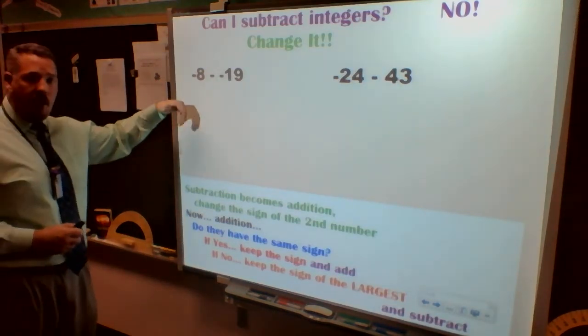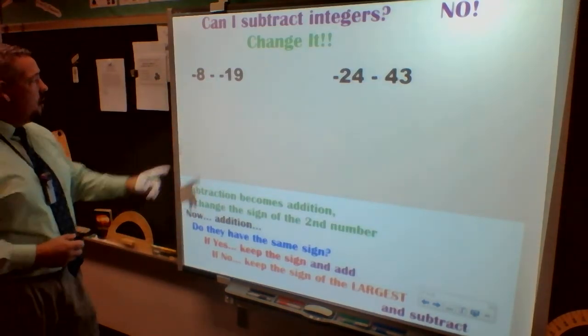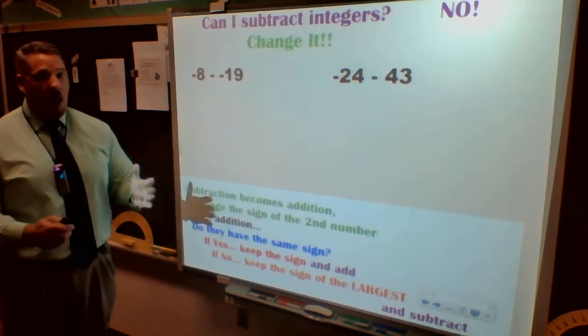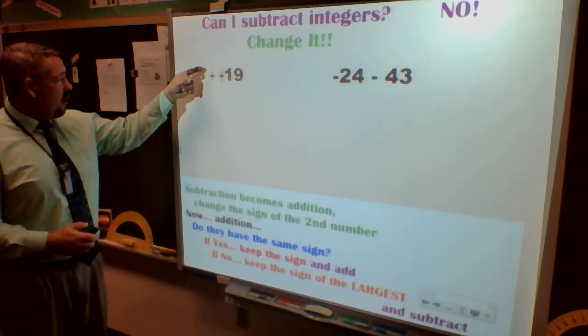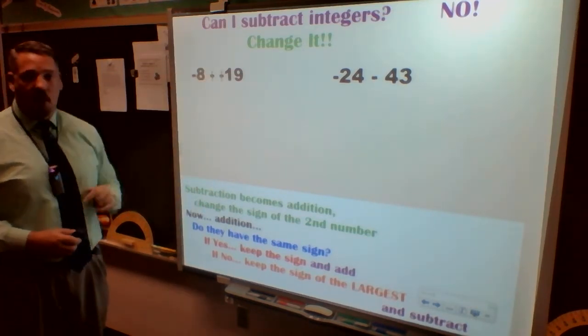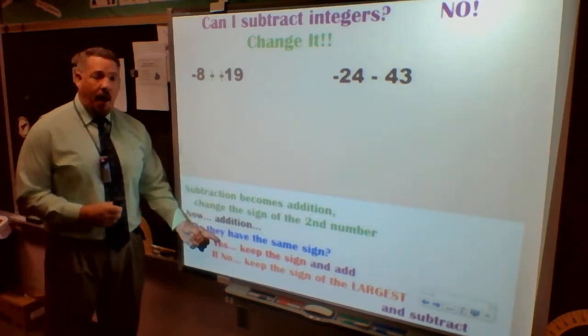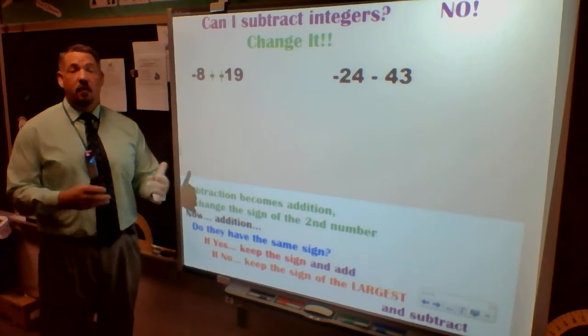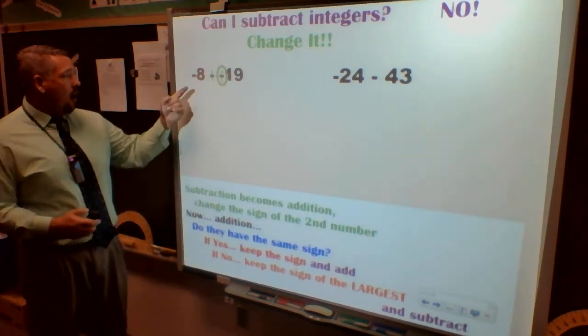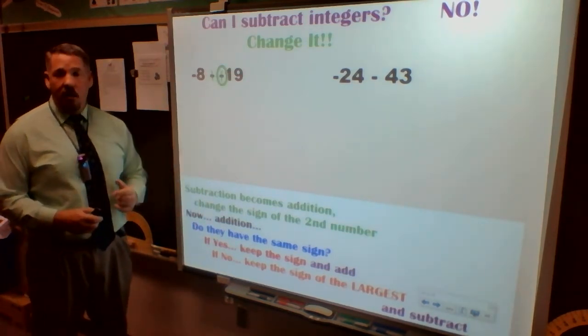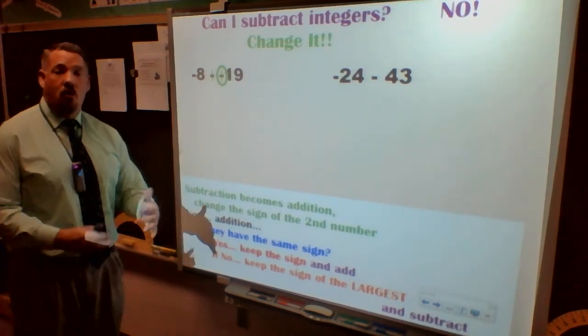Negative 8 minus negative 19. Can I subtract integers? I cannot. Subtraction becomes addition. Change the sign of the second number. Now I have addition. Do I have the same sign? Now I don't, do I? I only have a positive and a negative. So I have to go to the largest one.